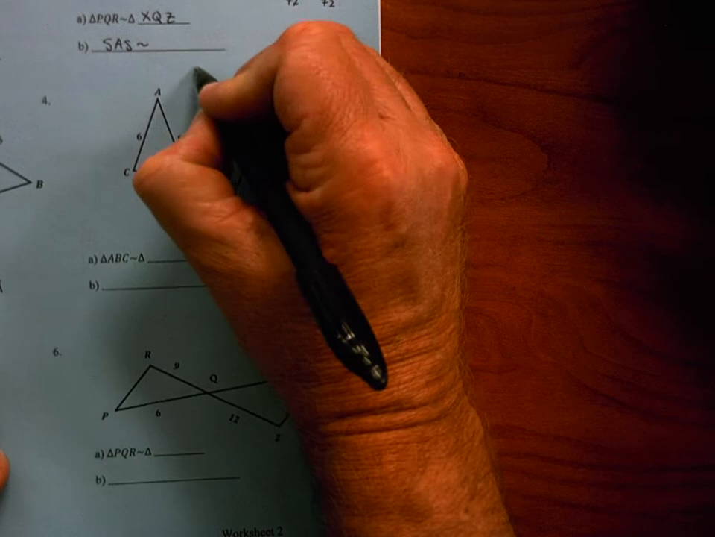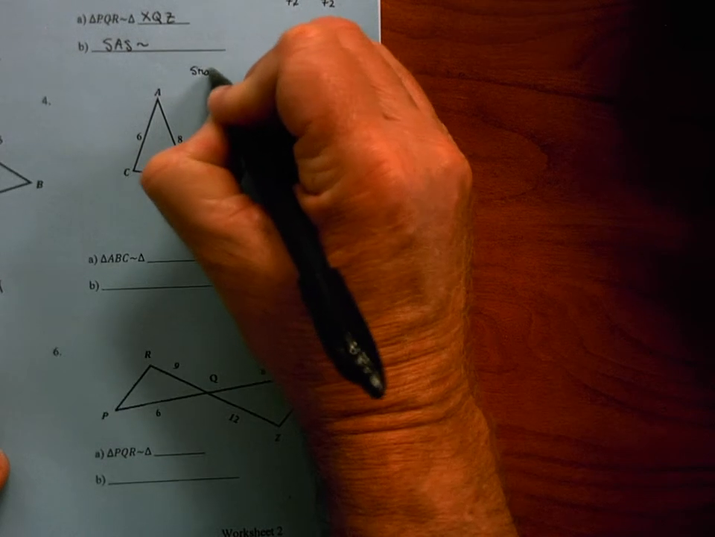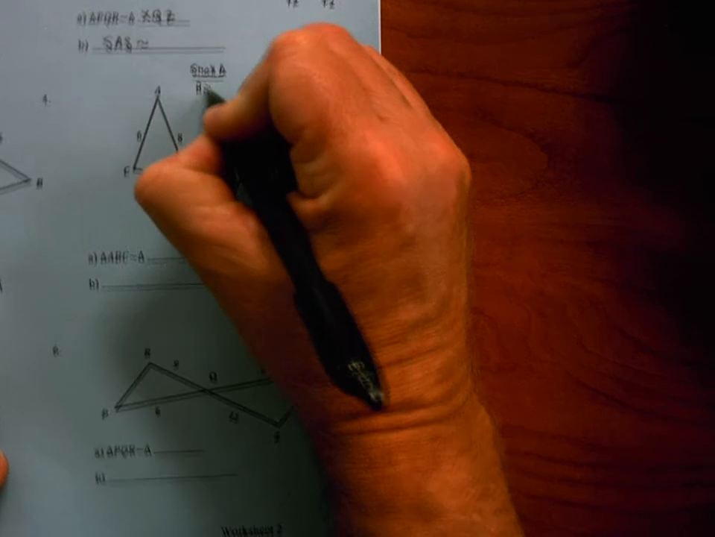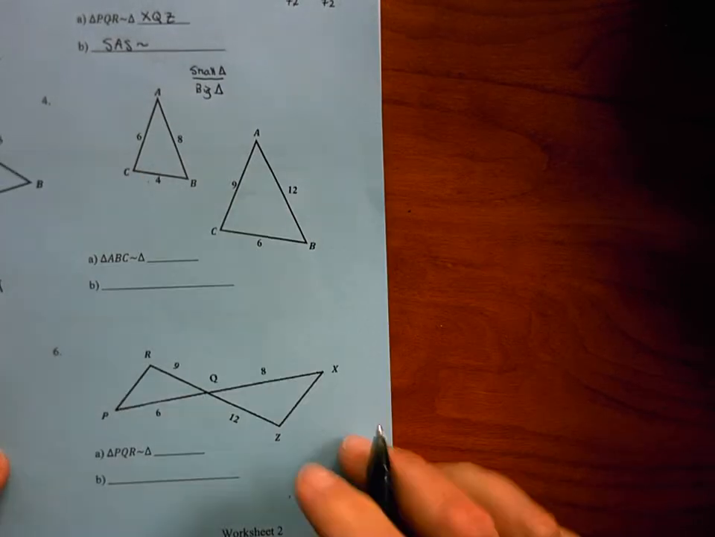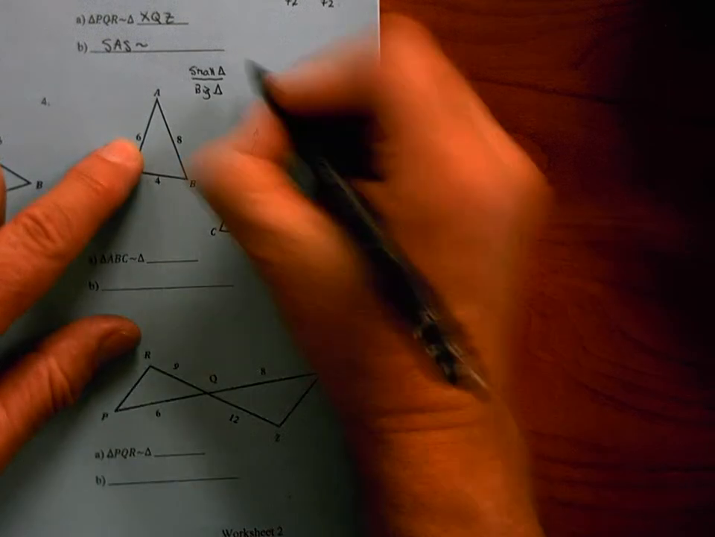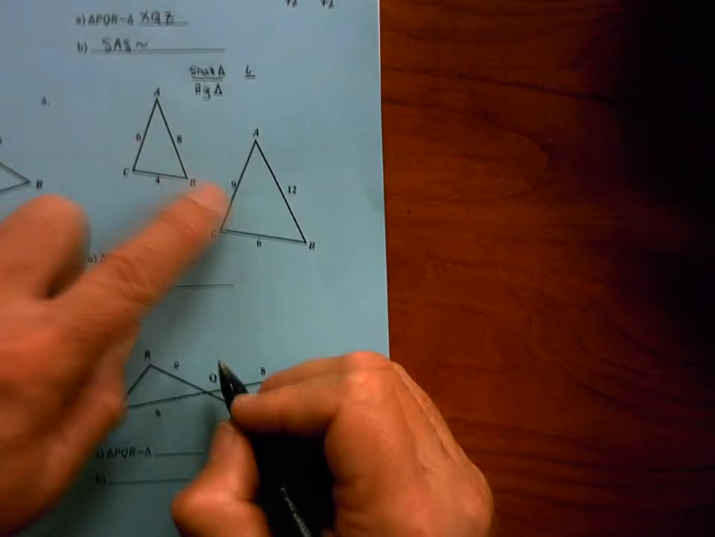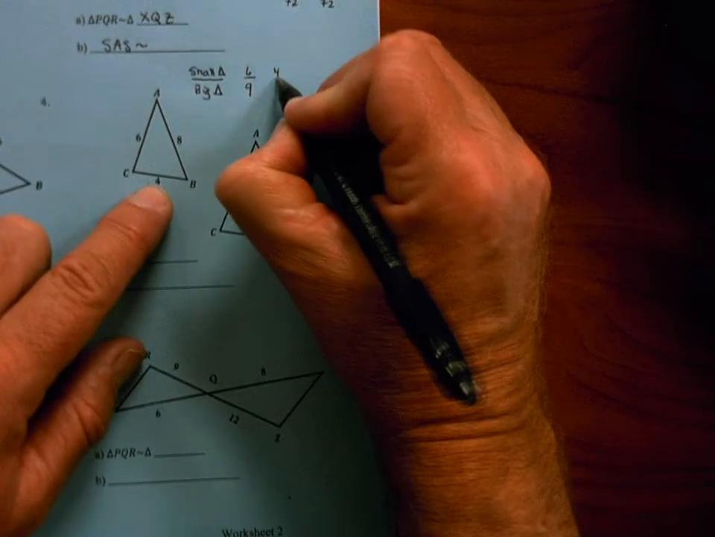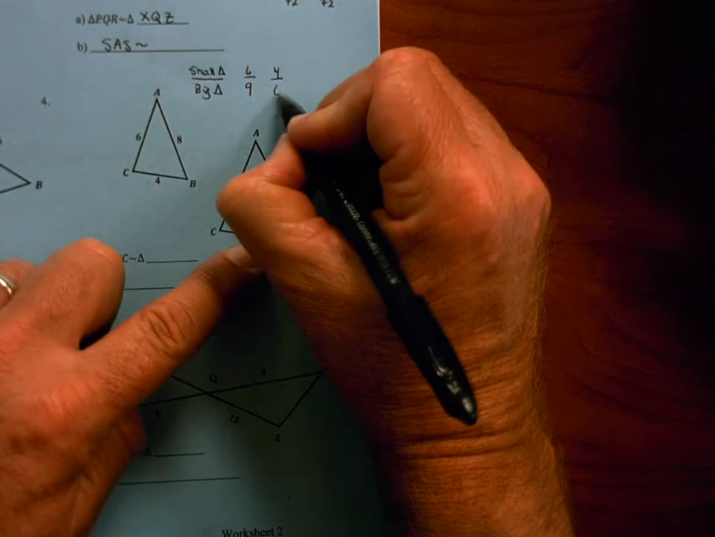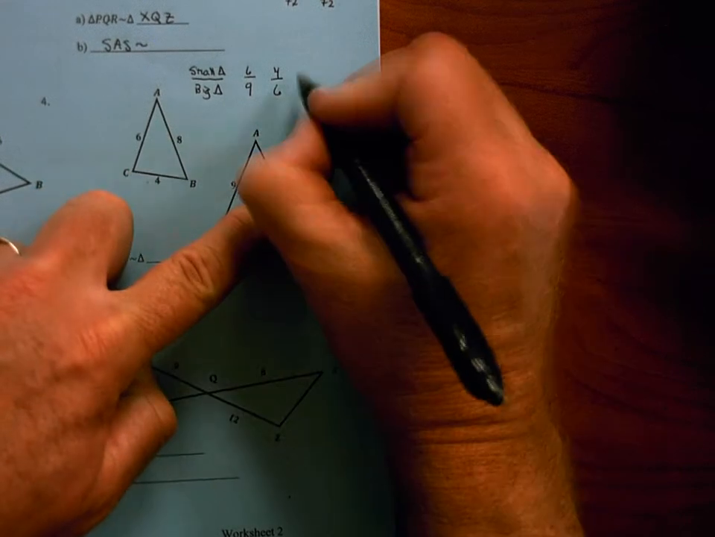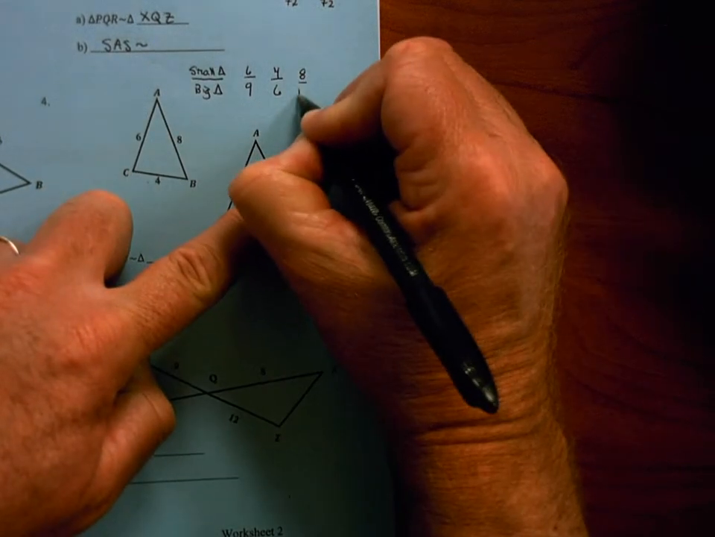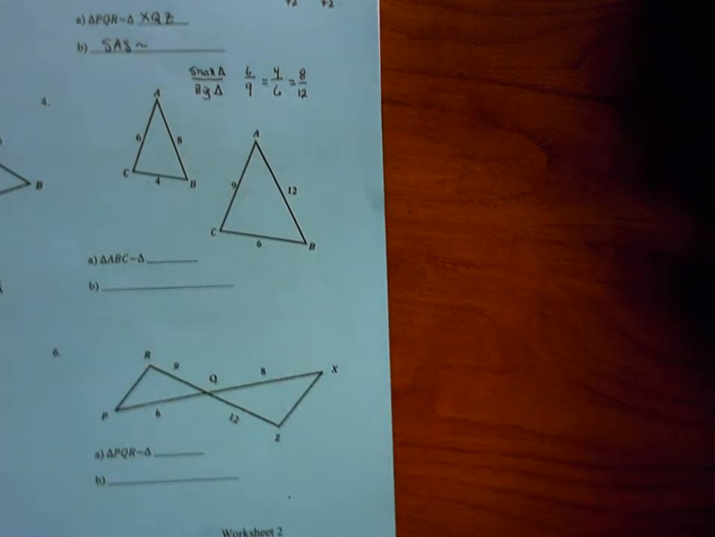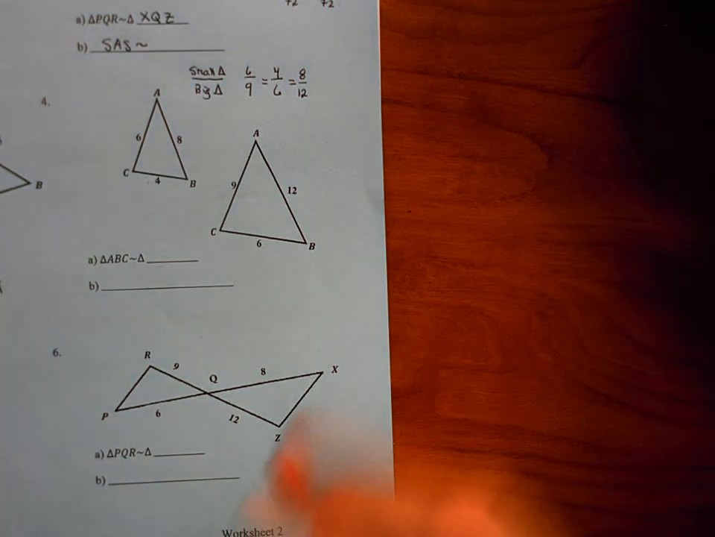So I'm going to write out all the ratios. And once again, I'm going to write the small triangle's values in the numerator, the big triangle's values in the denominator. So 6 from the small triangle corresponds with 9. 4 from the small triangle corresponds with 6. 8 corresponds with 12. So these two triangles would be similar if all of those ratios are in proportion. In other words, if they're all equal.